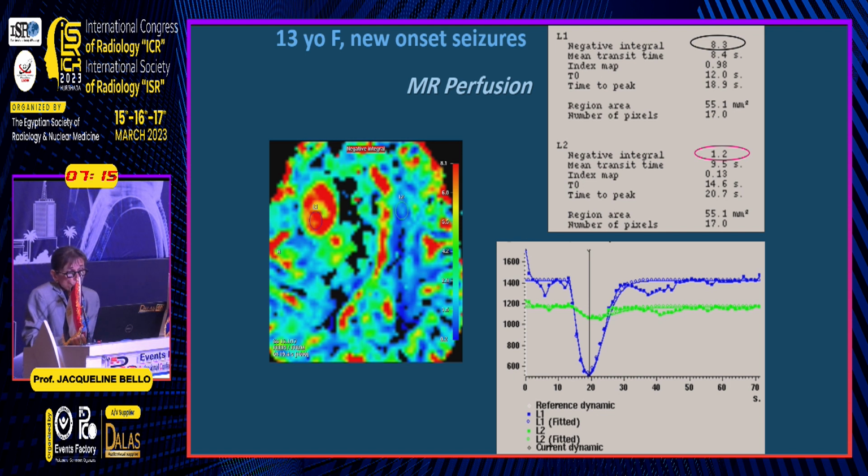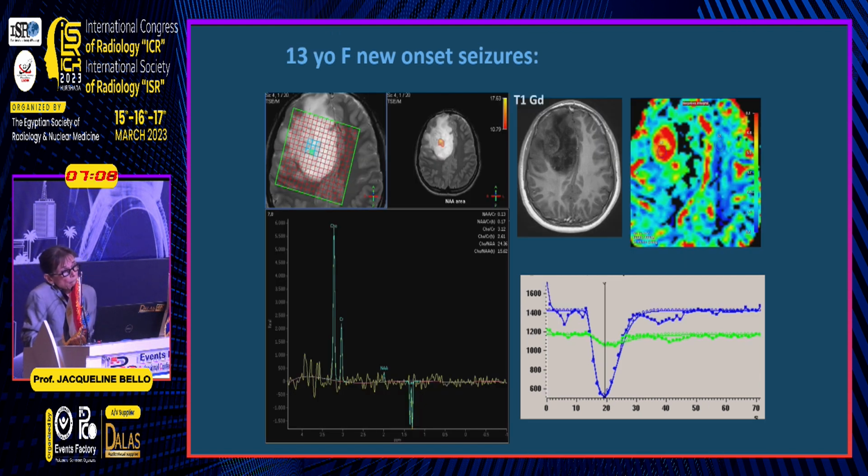You remember there wasn't much enhancement, but you should also remember that malignant tumors that are anaplastic astrocytomas may not enhance. So, yes, 80% of malignant tumors will enhance. The 20% that don't enhance and are malignant are likely to be anaplastic astrocytomas. And the spectroscopy and perfusion support that.